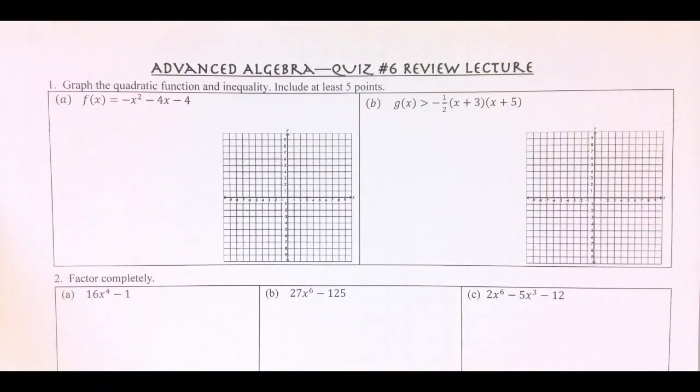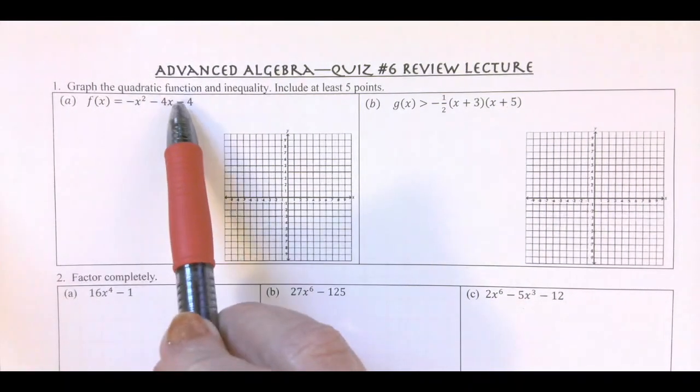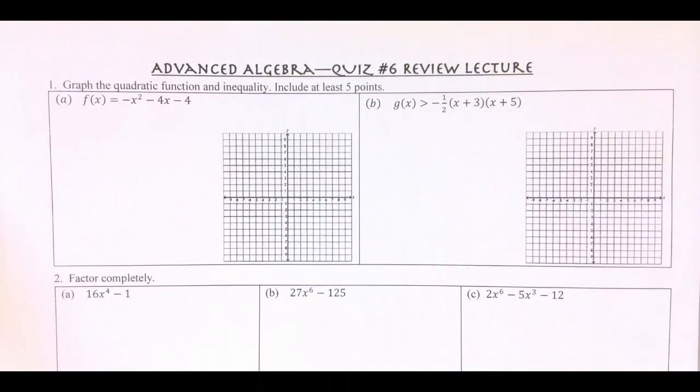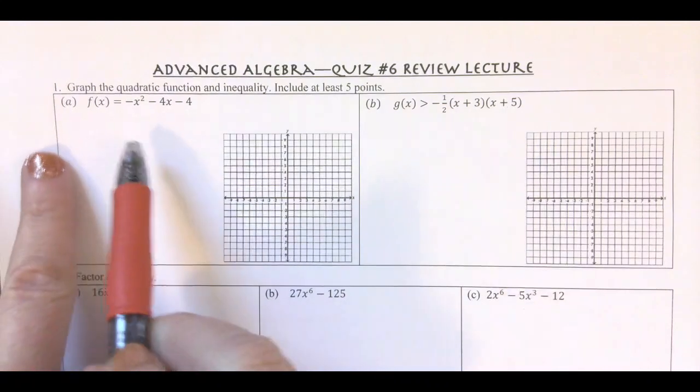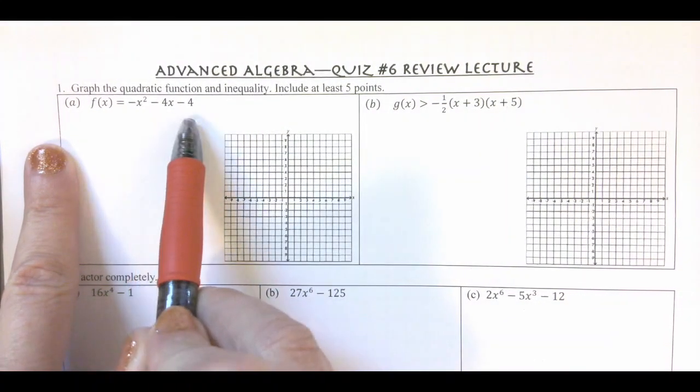All right, so here is our reviewed lecture for quiz 6. First up, I'm having you graph a quadratic function and an inequality. Make sure to include at least 5 points. So this first one is presented in standard form, right? Ax squared plus bx plus c.